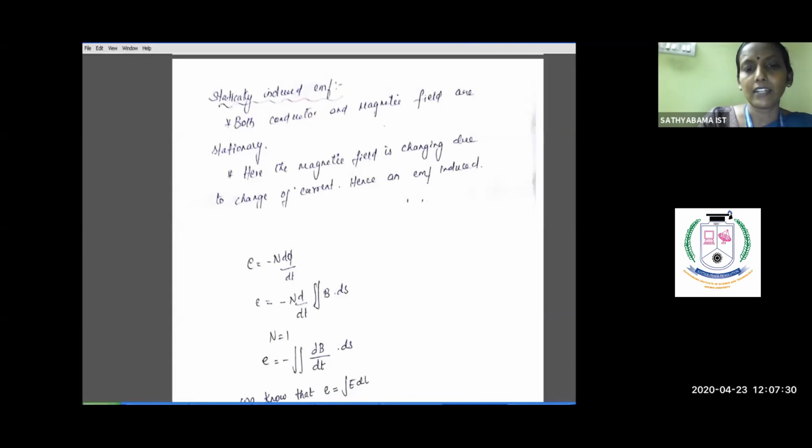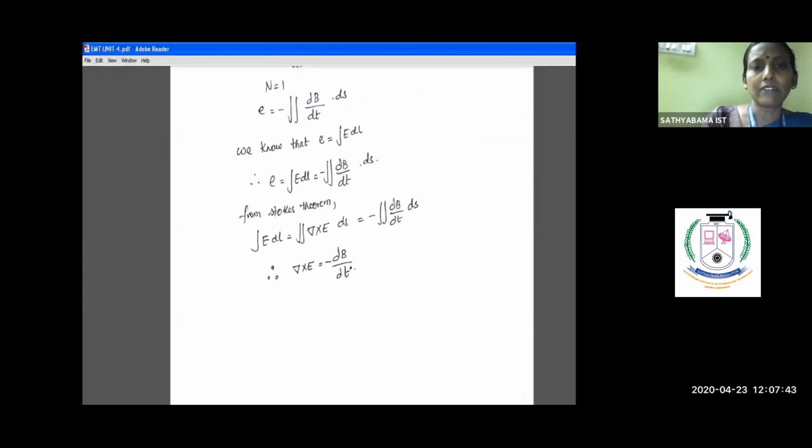N we are taking as 1. When d by dt goes inside the integral, it becomes a partial derivative, that is dou by dou t of B into ds. So in this equation, E is equal to minus integral of dou B by dou t into ds. We know that E is opposite to the supply voltage. Hence I can write E is equal to integral of E into dl, which is equal to minus double integral of dou B by dou t into ds here.